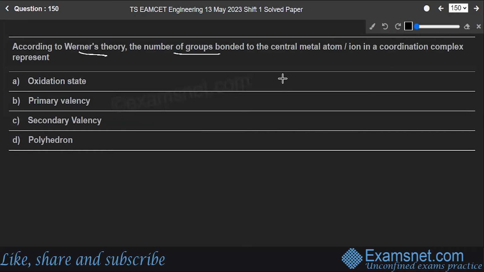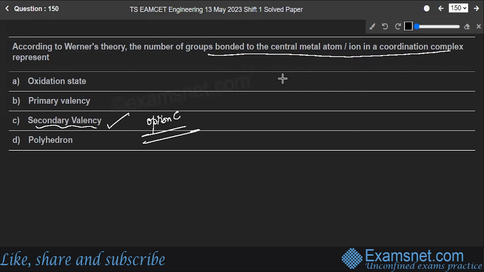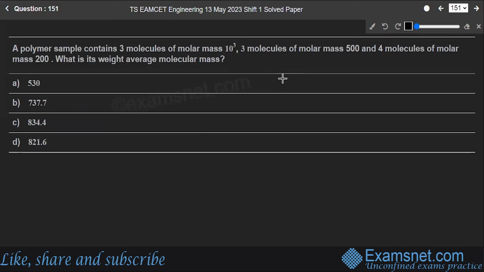According to Werner's theory, the number of groups bonded to the central atom or ion in a coordination complex represents: oxidation state, primary valency, secondary valency, or polyhedron. According to Werner's theory, secondary valency is represented by the number of groups bonded to the central atom or ion in a coordination complex. So this is the right answer. I'm repeating, secondary valency is represented by the number of groups bonded to the central atom or ion in the coordination complex. Next is question number 151.